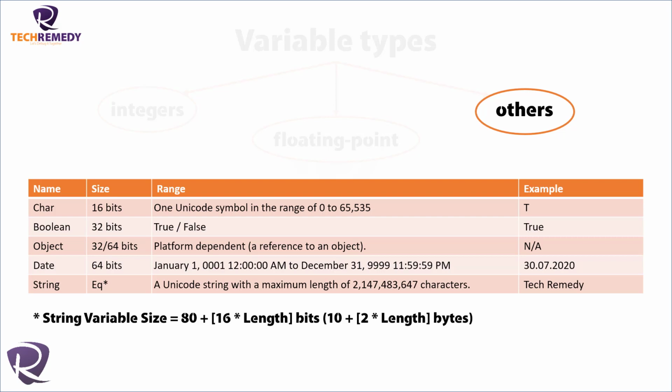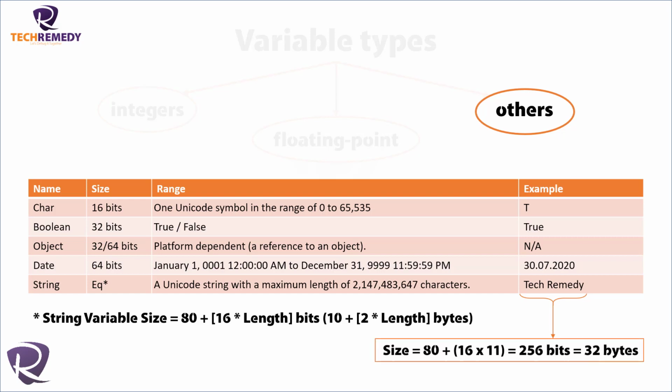From the table you can see the size and range of each variable type. The only thing that is worth mentioning here is that string has a changing size depending on the stored values. For instance, if we take a variable and store techremedy as a string in it, then its size will be as per the given equation: 80 plus 16 times the length of the variable, which is 11. That would give us 256 bits or 32 bytes.